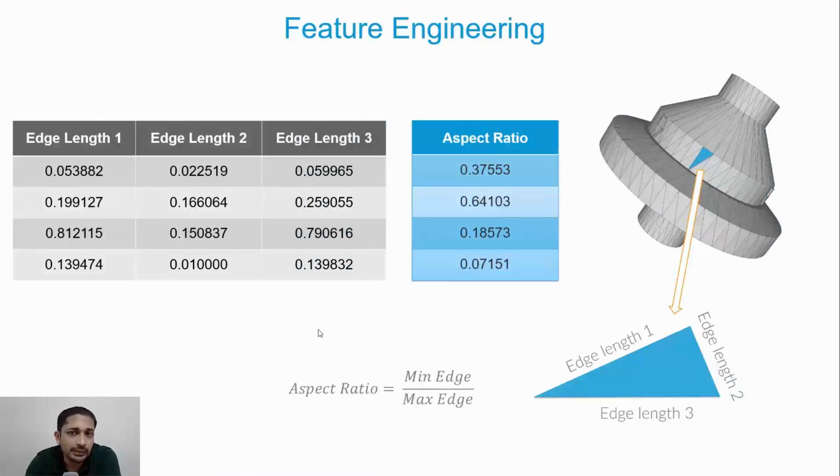Then we also did some engineering of derived features. What we do here is we take the primary features and apply some operations onto them to make derived features, which will definitely help the ML model train. So in this example we are showing the aspect ratio, which is the length of the minimum side versus the length of the maximum side. So it's a ratio between the smallest side and the largest side of a triangle.